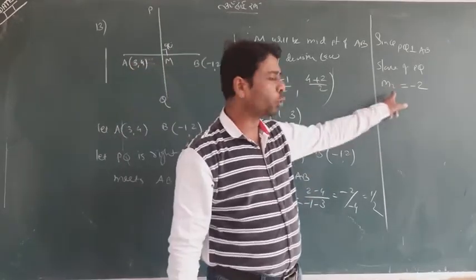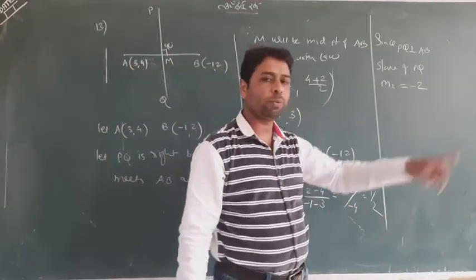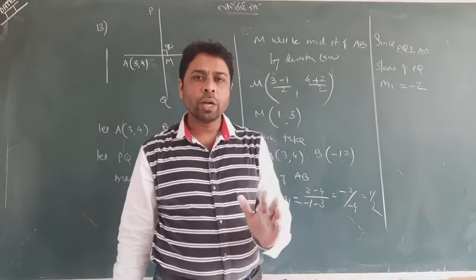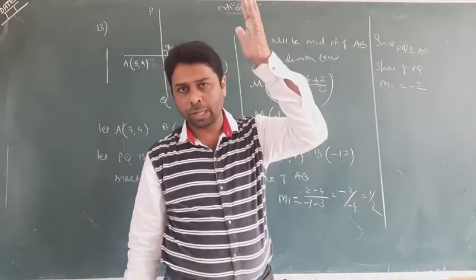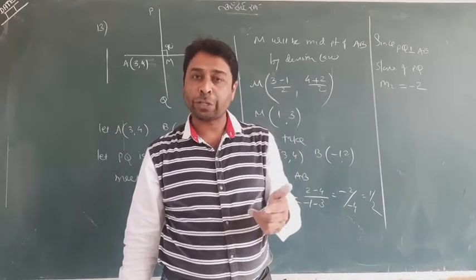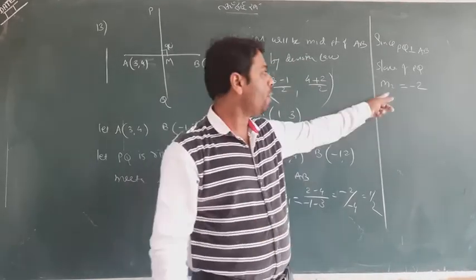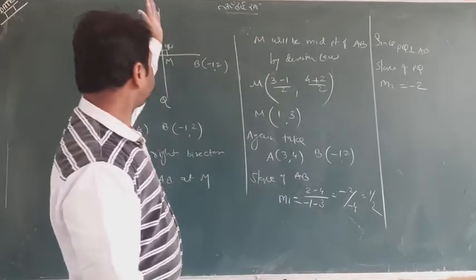And if you want to check, you can do it. M1 into M2 should be -1. 1 by 2 into -2 will be -1. So I tell you the trick, when you know the slope of one line, you can find the slope of its perpendicular line just by taking the reciprocal with the opposite sign. So we have got the slope of PQ.